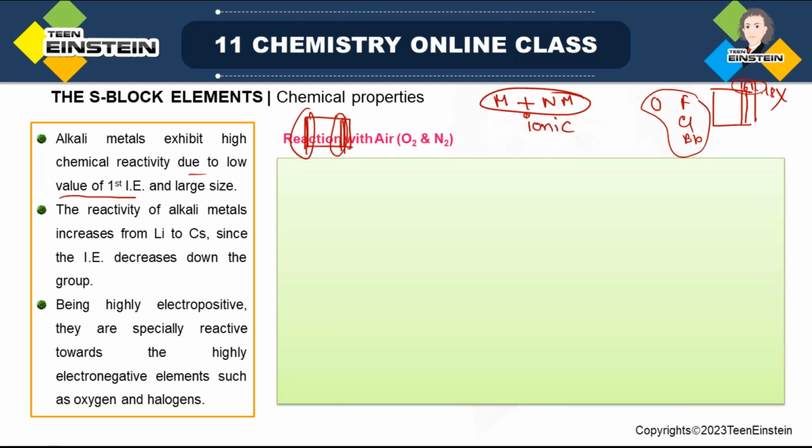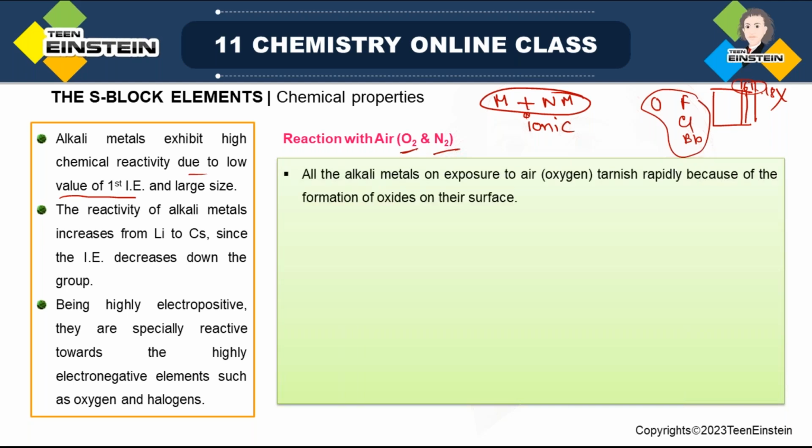So the first reaction will be the reaction with air. Now when I am talking about air, there is the presence of oxygen and nitrogen. So reaction with air means basically how the metals are reacting with oxygen and how they are reacting with nitrogen.